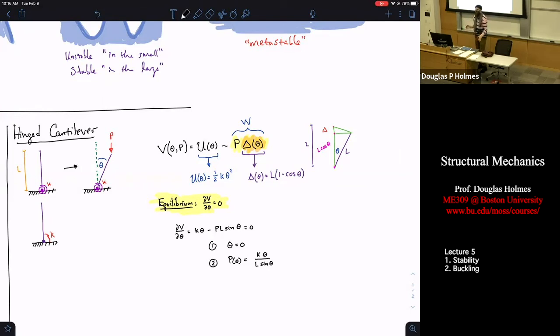So let's do that. Take a second, calculate the second derivative of your total potential energy, and see if you can determine how stability is set for the system.